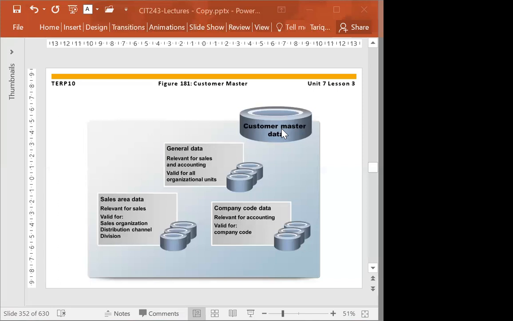So the customer will have general data. Then we will store his information in the sales area data. And then we will enter his information in company code data, because he's going to buy material from us and make the payment, so all the accounting information is required. Which general ledger code will we be dealing with for this customer when the amount comes in.